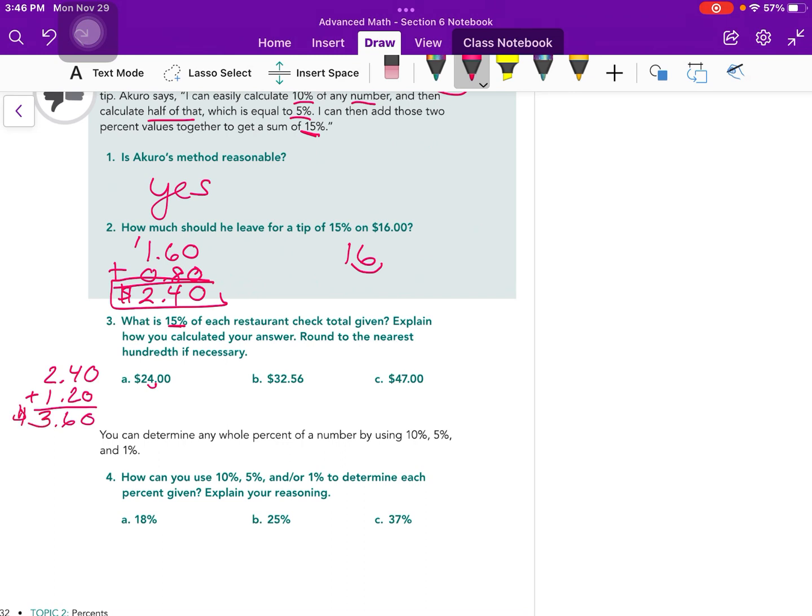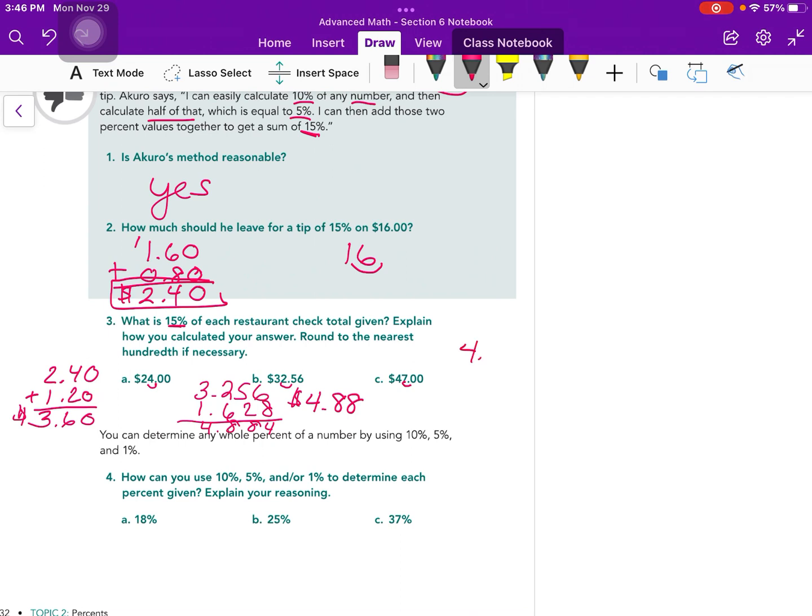Add them up, and it's a $3.60 tip. $32.56, move the decimal one place, that'd be 3.256. Half of that would be 1.628. Add those up and you get 4.884, but we're talking money, so I'm just going to call it $4.88 to round. And the last one, $47.